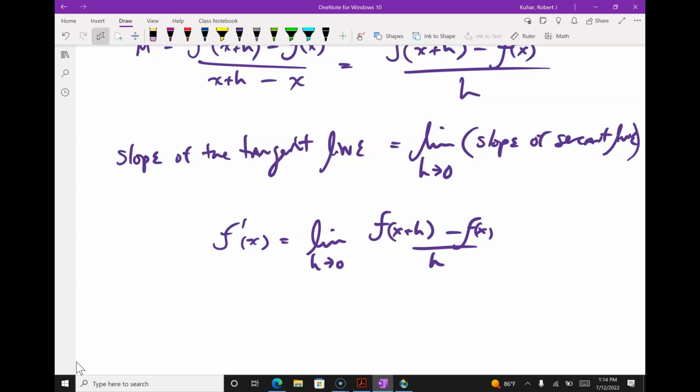This is simply slope. And then what am I doing? I'm moving the points closer to each other.